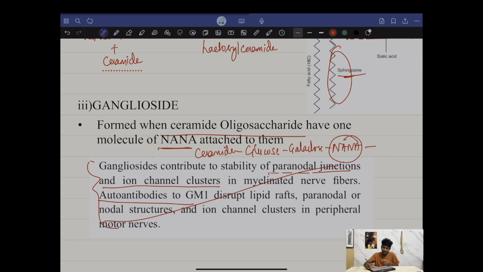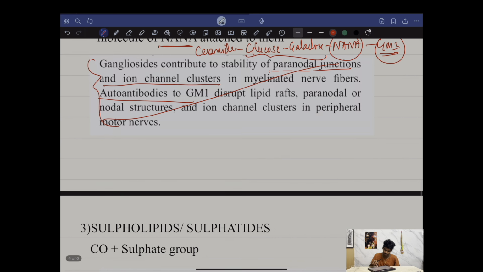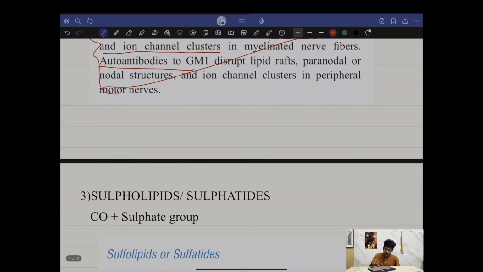Okay, so this we call GM3 ganglioside. On what basis am I calling it GM3? It means I have 2 sugar moieties attached. If 3 are attached, I will call it GM2. If 4 molecules are attached, I will call it GM1. Okay, so I have discussed it.